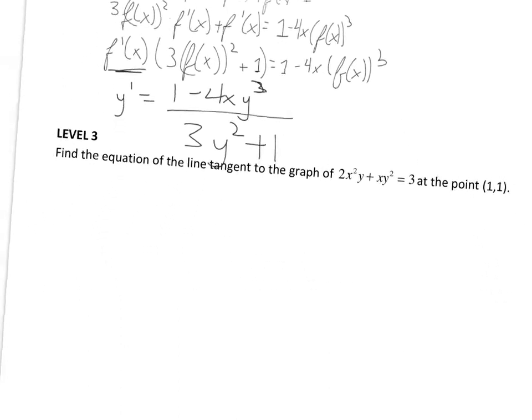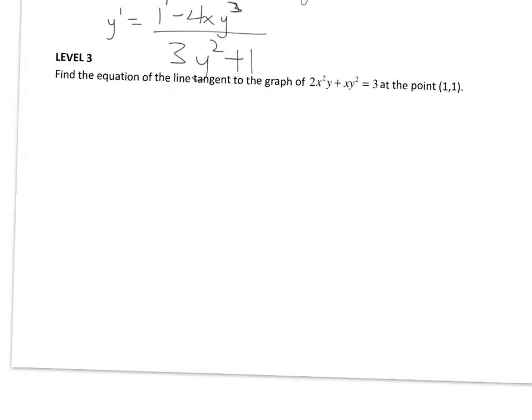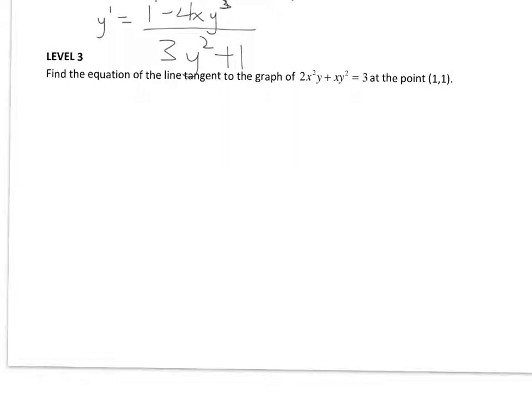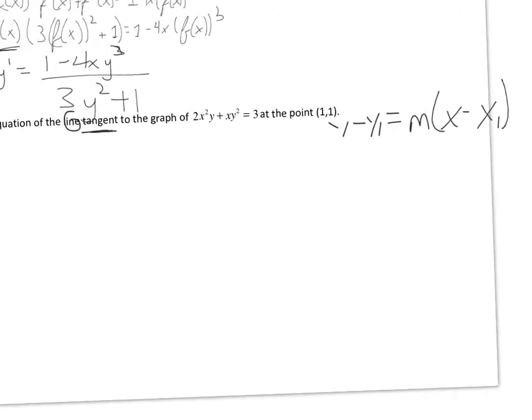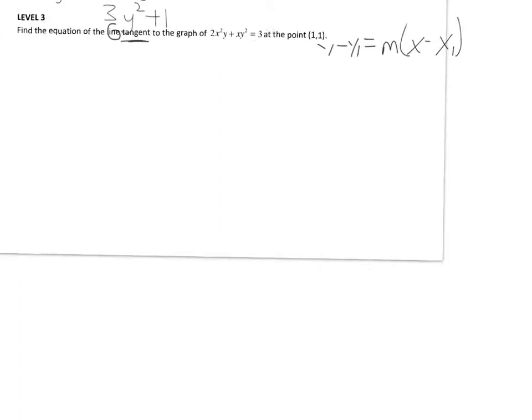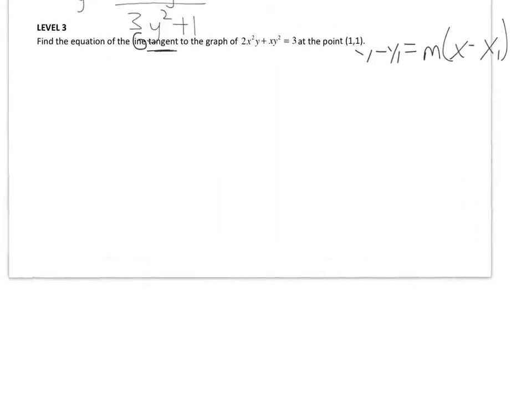At level 3, I continue the theme that we've seen for the last couple of weeks, that being the tangent line problem. So again, as I see this, the first thing I identify is the word tangent. And ultimately it says for a tangent line here, so I know ultimately I'm going to want an answer in the form y minus y sub 1 equals m times x minus x sub 1. Okay. So the first thing I do is I'm going to need a derivative. No problem. I'm going to take my derivative implicitly.